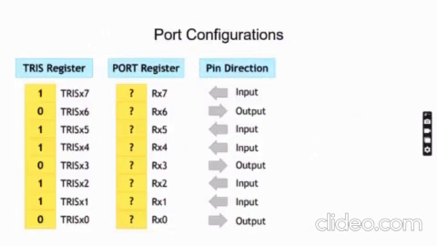These are the port configurations. The PIC microcontroller has a TRIS register, which is nothing but a data direction register. When we give a 1 to the port register bit, it will act as an input. If we assign 0 to it, it will act as an output.